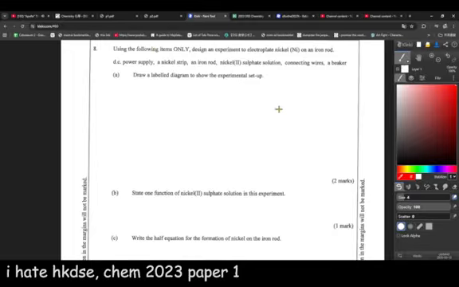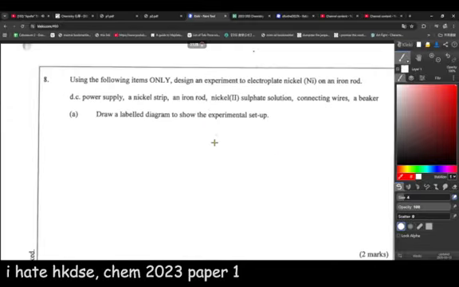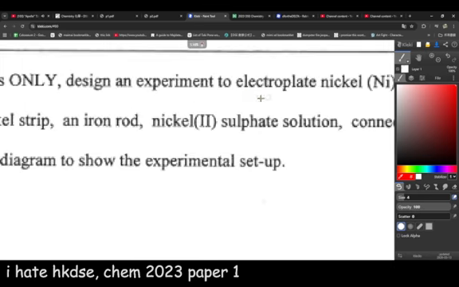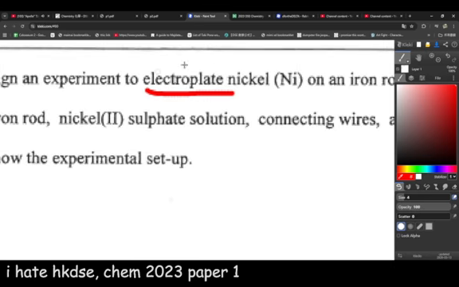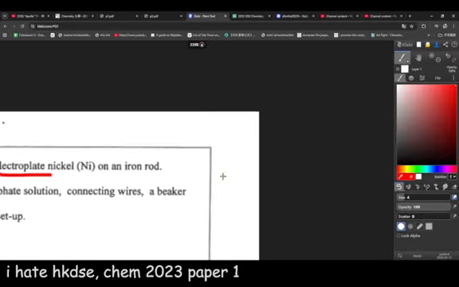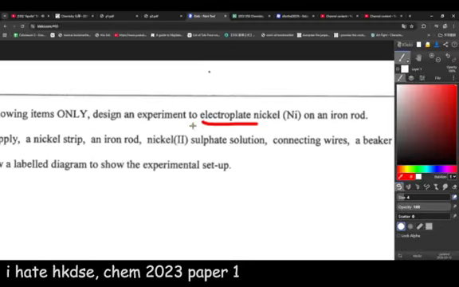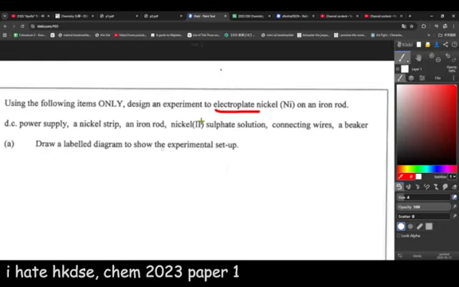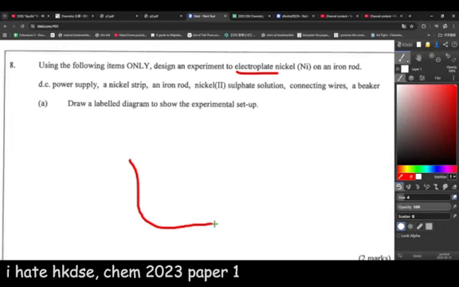Looking at this, I think you can guess what to do. Electroplate, which is like anodization, or what's it called? Galvanization, but with nickel on an iron rod. So in order for something to be electroplated on, you have to turn it from an ion to a metal. So therefore, we have to put a beaker down. I guess they said a beaker.